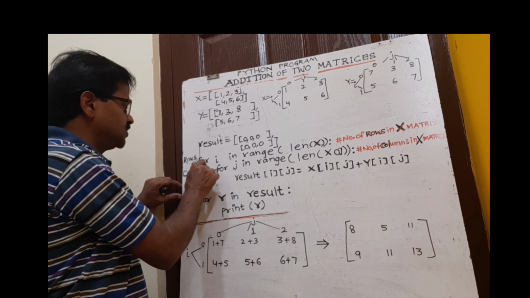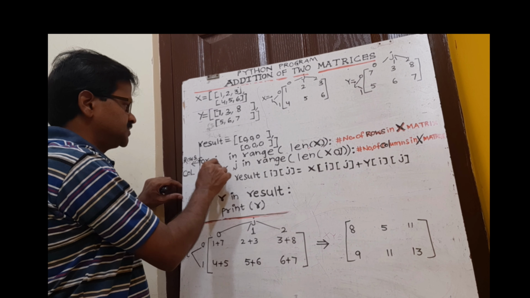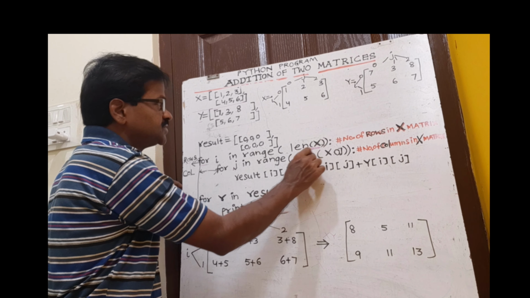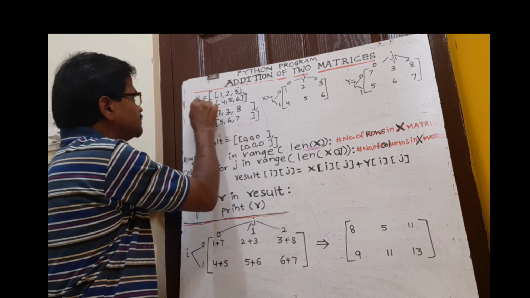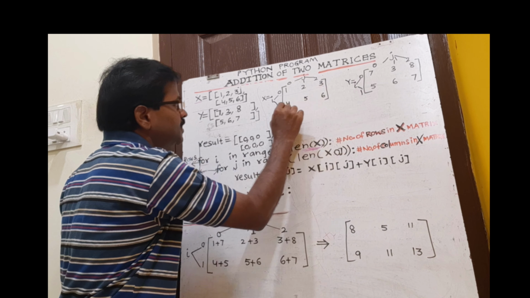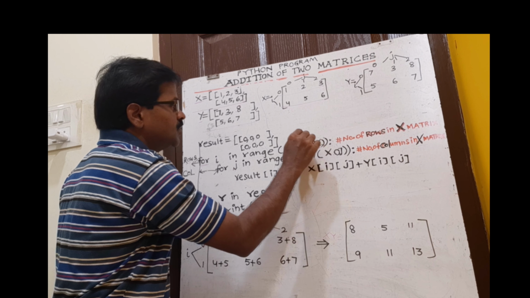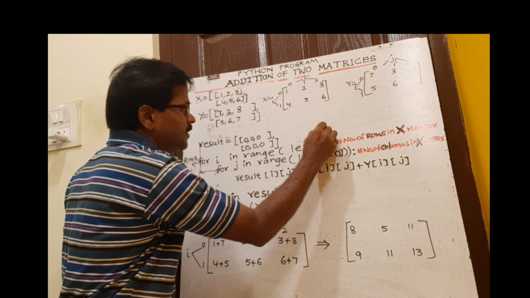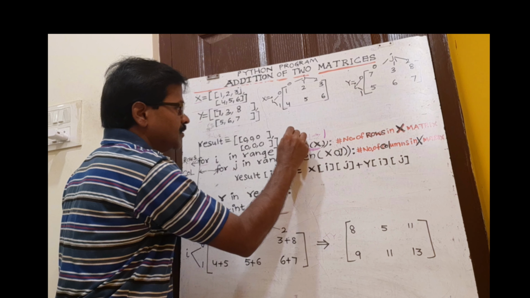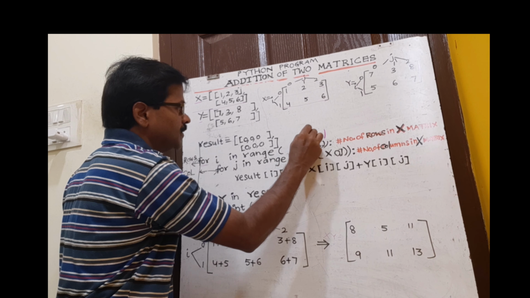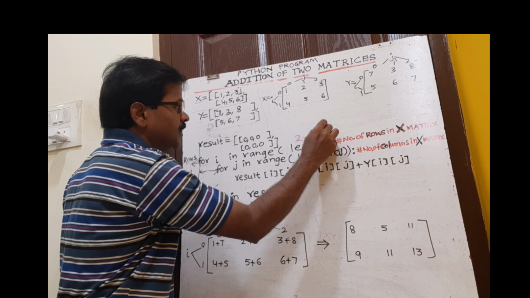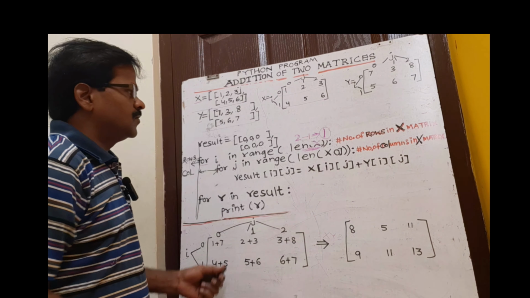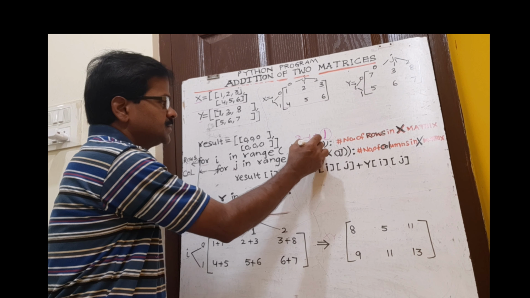You see here, this is the outer loop for rows. This is i in range length of X. Here it represents the number of rows in the X matrix. How many rows are there? 2 rows are there. So here 2 minus 1 is 1. Here my condition is 1. 2 minus 1 is 1. Here length of X is 1.